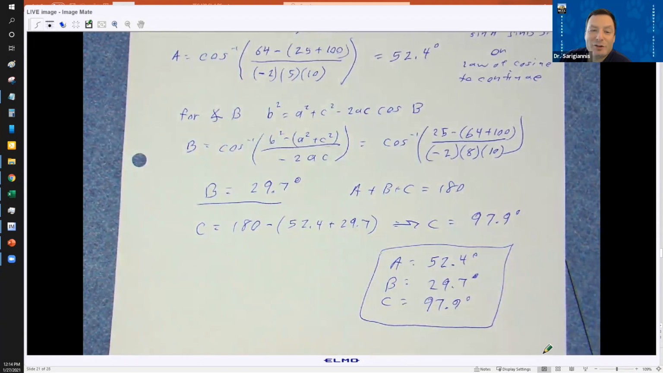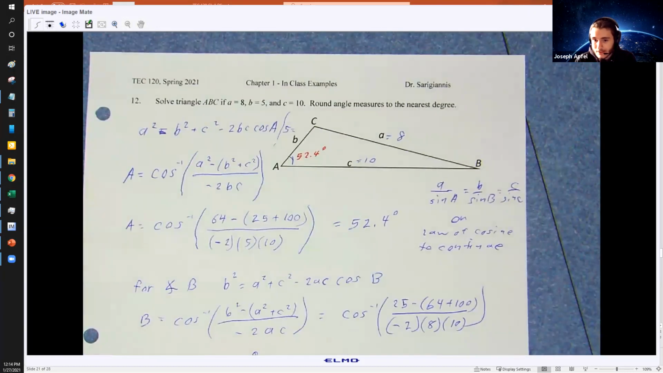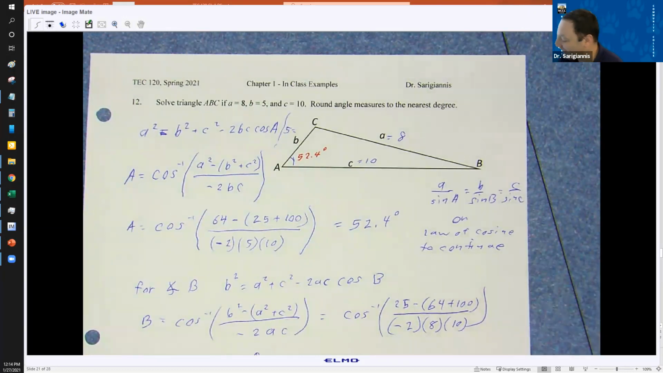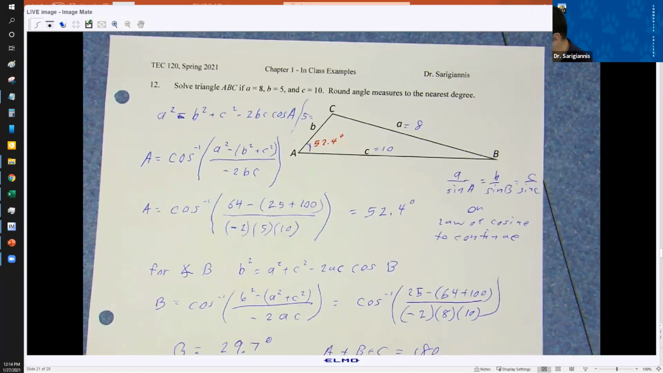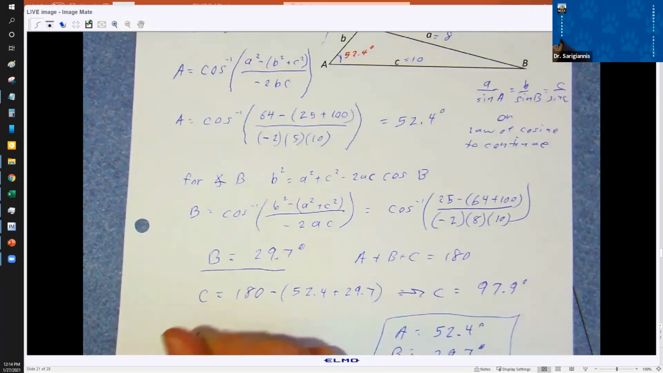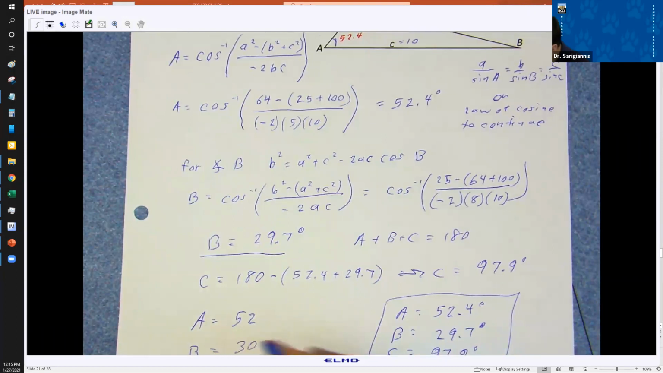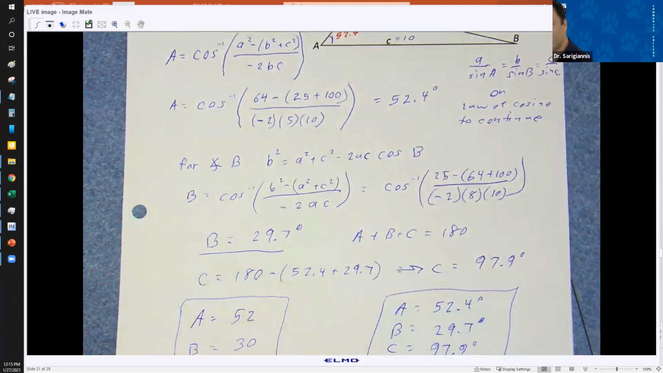Did anyone get different answers and not understand what I did? My only thing is at the top of the page, it says round to the nearest degree. Oh, yes, you're right. It does say round to the nearest degree. So see, I can't follow instructions. That was what I was supposed to do here. So A is equal to, that was the whole reason for me to rewrite them. So now I look at these, A is 52, B is 30, and C is 98.